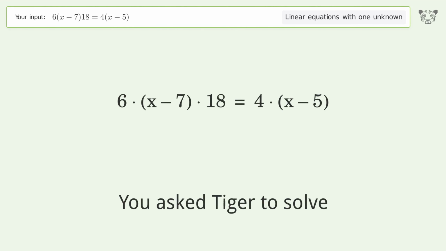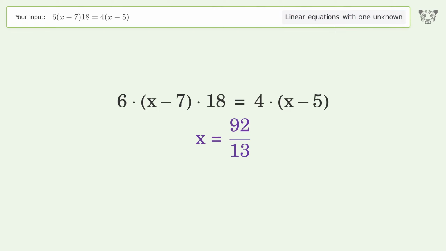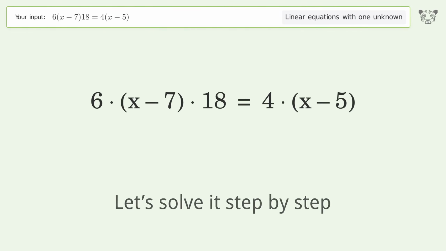You ask Tiger to solve. This deals with linear equations with one unknown. The final result is x equals 92/13. Let's solve it step by step.